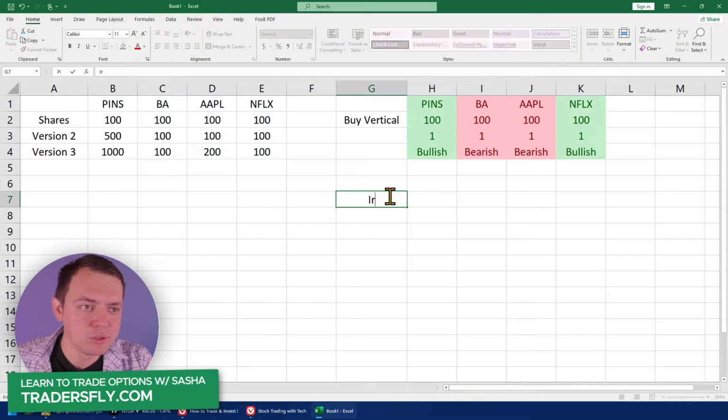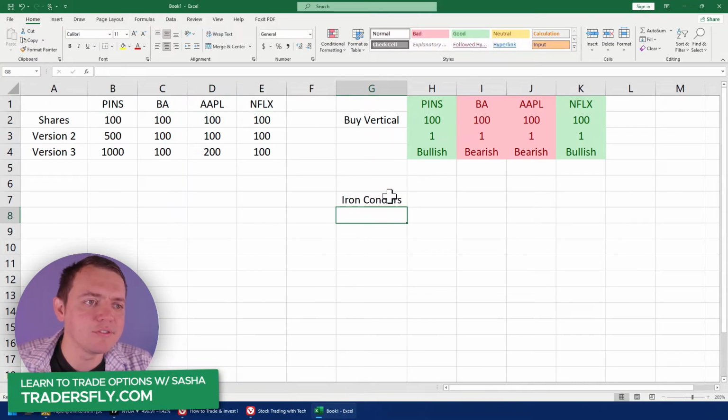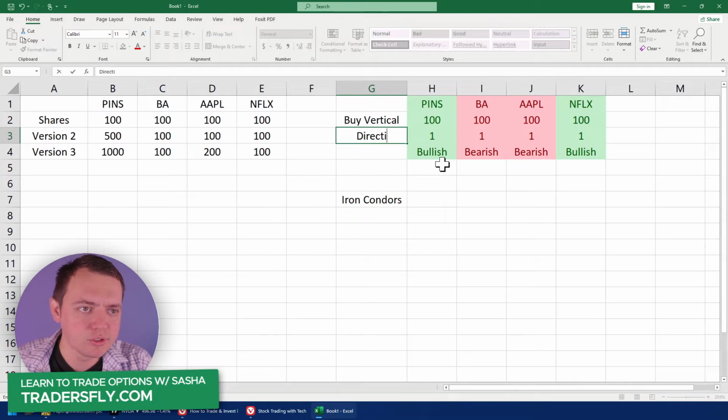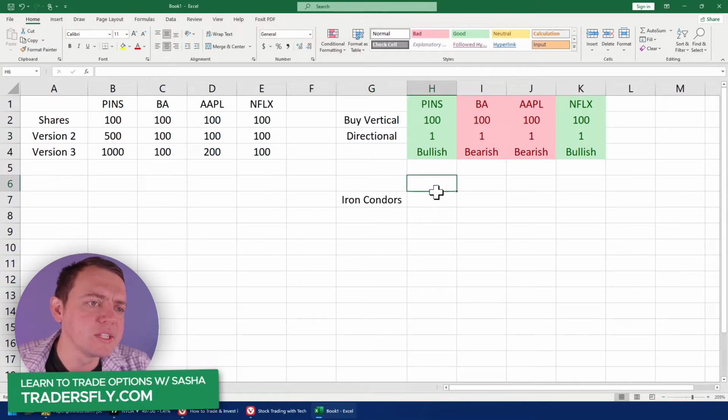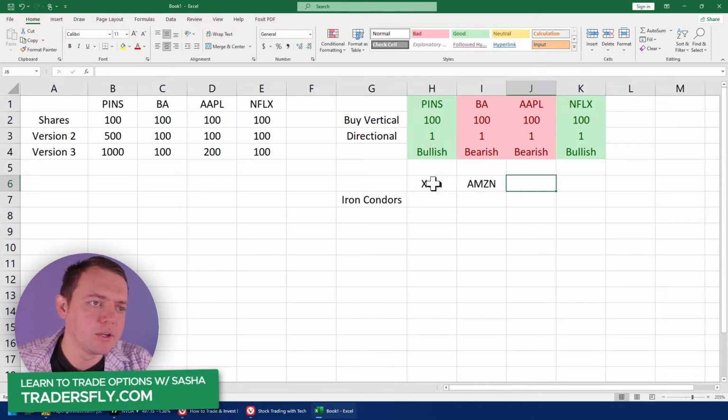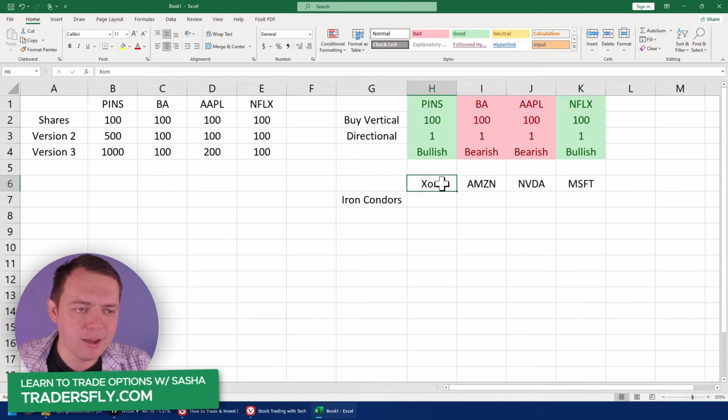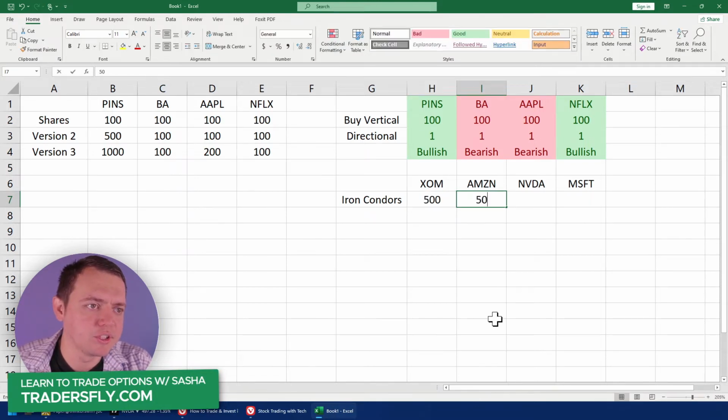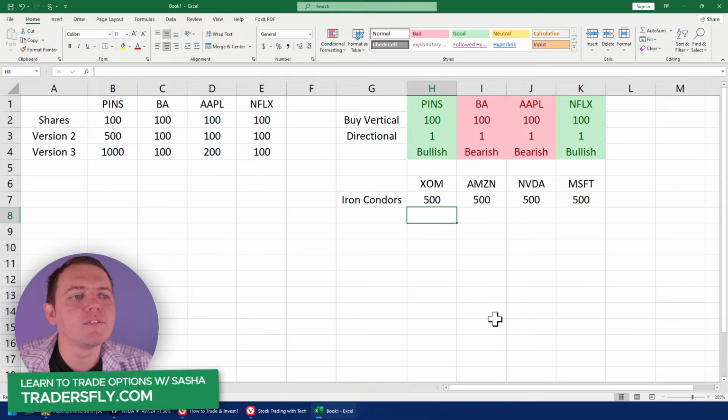Well, now what we can do is do iron condors. So instead of also doing, these are kind of directional trades, we can do the same thing with iron condors on the position sizing, but now instead of Pinterest and these kinds of things, we can do like ExxonMobil, Amazon, let's say NVIDIA, and let's say Microsoft. So now I have a few different positions that I could have, and I might do, you know, again, you might put up, let's go with $500 of risk on each one. Now I've got a little bit more of a variety on that portfolio.